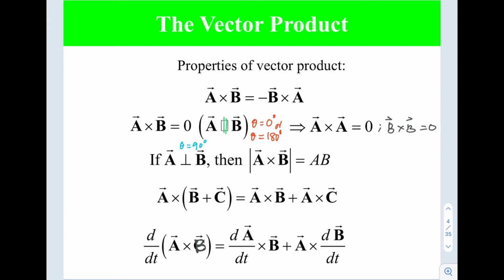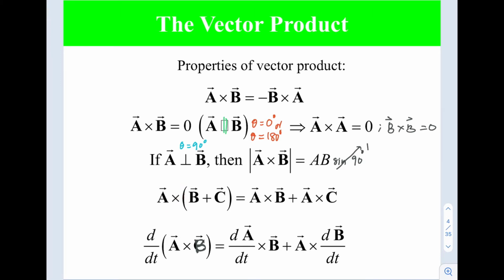So if you press your calculator, sin 0 gives you 0. If A is perpendicular to B, that means theta is 90 degrees. Then the magnitude of A cross B will be AB sin theta, where sin 90 gives you 1. You do have sin 90 here, which has a value of 1.